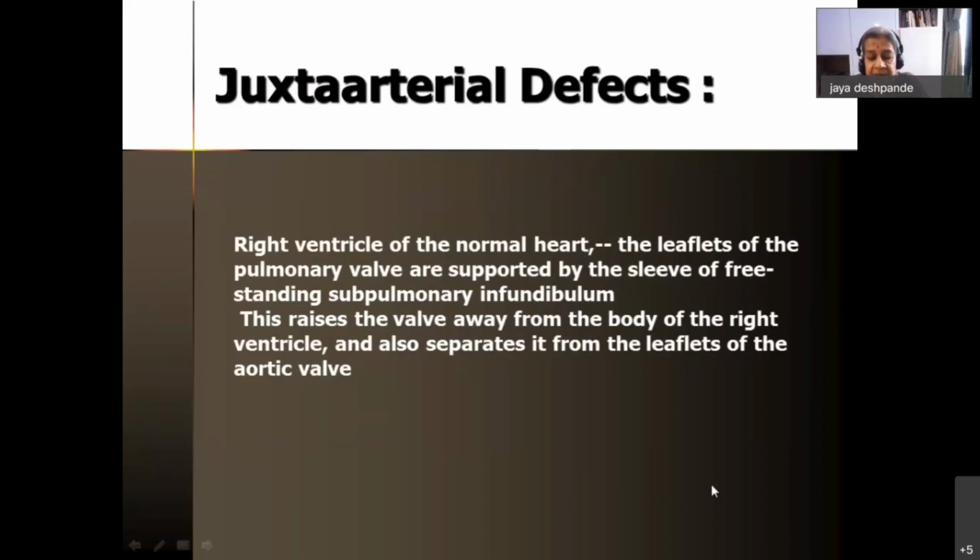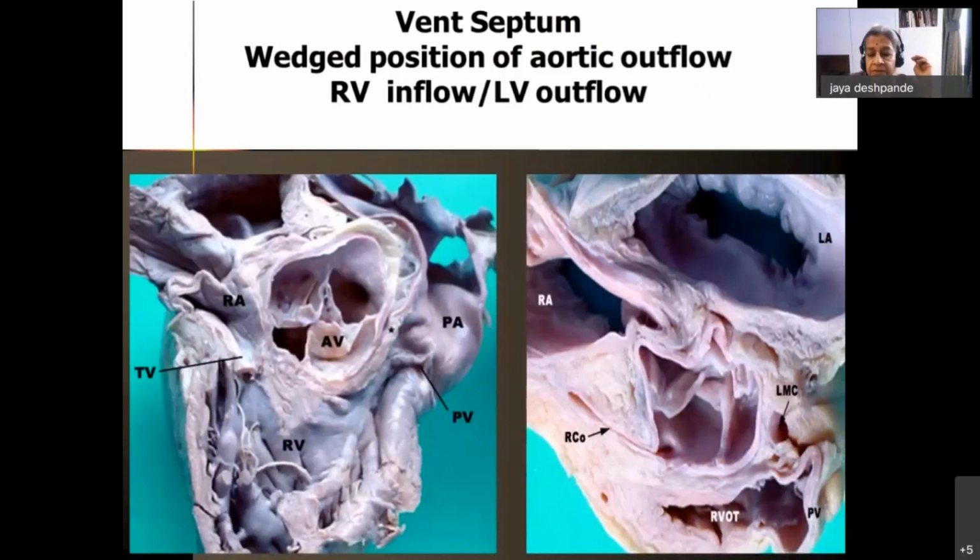So a subpulmonary infundibulum will push the pulmonary valve upwards and anterior, and it is slightly above the level of the aortic valve. So here you see the aortic valve is wedged between the pulmonary outflow as well as the right ventricular inflow and the left ventricular inflow. The aortic valve is always squeezed tight between the right ventricular outflow and the atrial chambers.